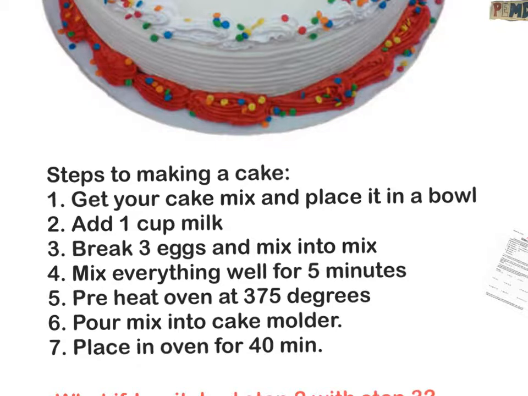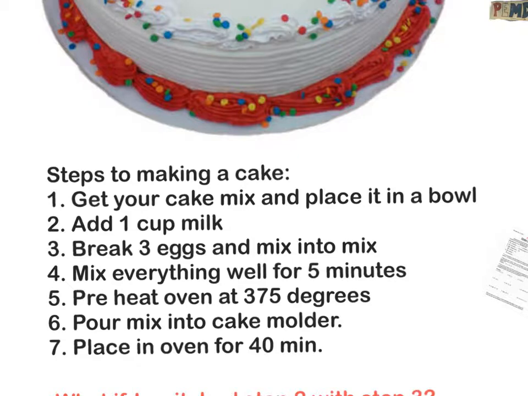But anyway, step 1, get your cake mix, place it in a bowl. Step 2, add 1 cup of milk. 3, break 3 eggs and mix it into the mix. Number 4, mix everything well for 5 minutes. Number 5, preheat oven 375 degrees. 6, pour mix into the cake molder. 7, place in oven for 40 minutes.